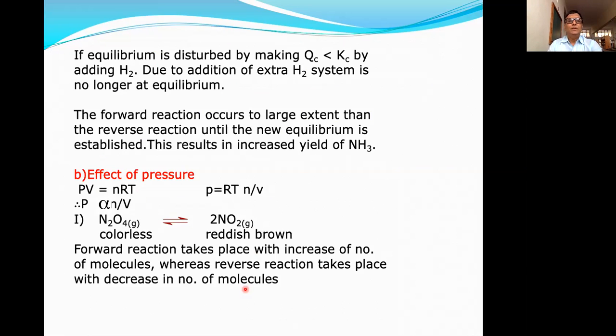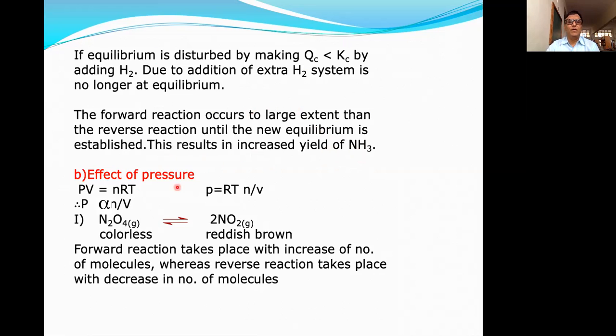Now if equilibrium is disturbed by making Qc less than Kc by adding some amount of hydrogen gas, due to the addition of extra hydrogen the system will no longer be at equilibrium. The forward reaction occurs to a larger extent than the reverse reaction until the new equilibrium is established. This results in an increased yield of ammonia gas. So this is the effect of concentration.